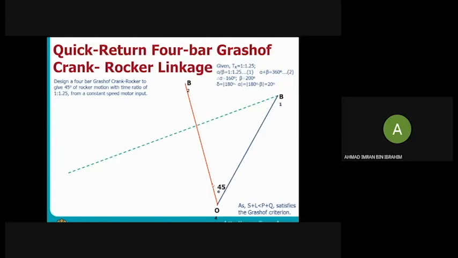Then this one is 45 degree. Then you need to measure this angle. You use your protractor. You measure this angle. After you got this angle, then you can know this angle is also similar to this angle. But of course you can measure this angle as well, right? You measure this angle. You know this angle.